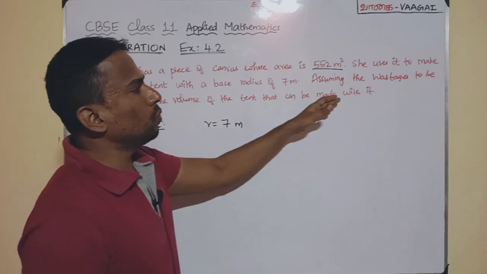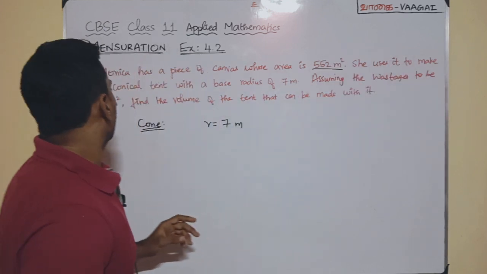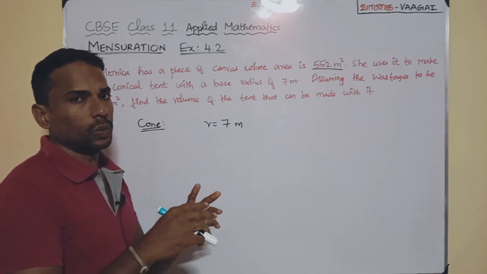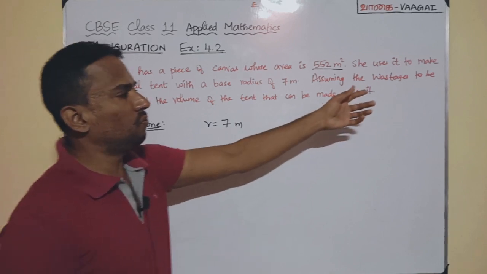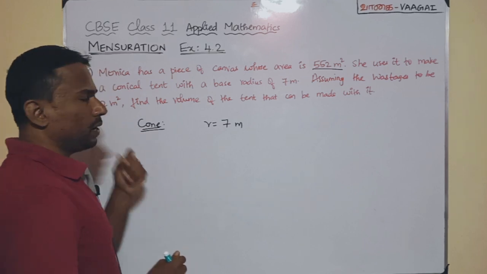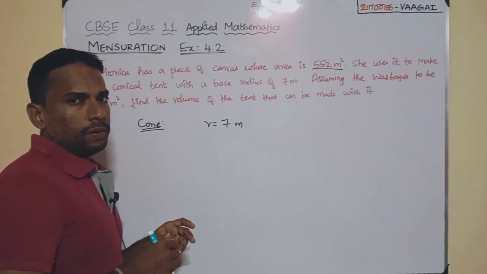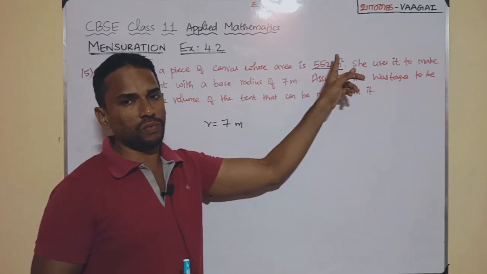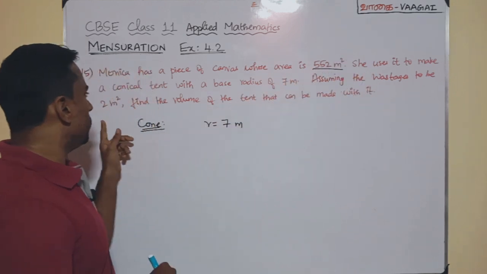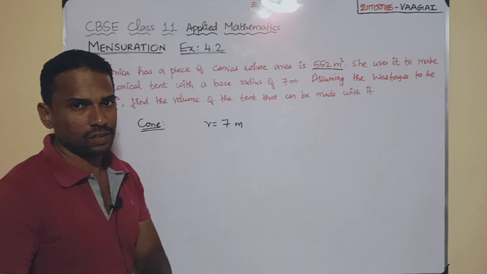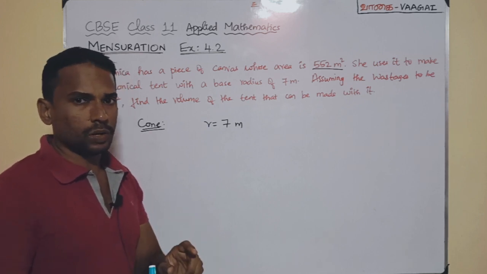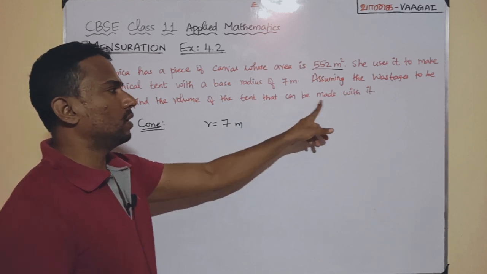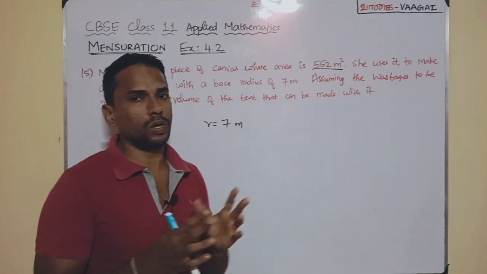Assuming the wastage to be 2 meters square. So after completing the work, the wastage is going to be 2 meters square. What do you mean by this wastage is 2 meters square? Out of the total material 552 meters square, this 2 meters square is going to be wasted. Only the remaining material is going to be used. That's the idea. Then find the volume of the tent that can be made with it. This is going to be the question.